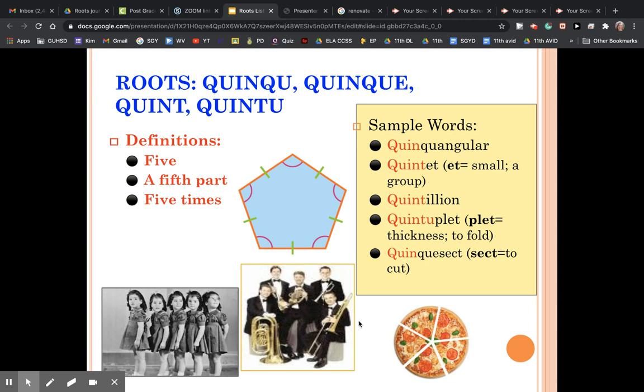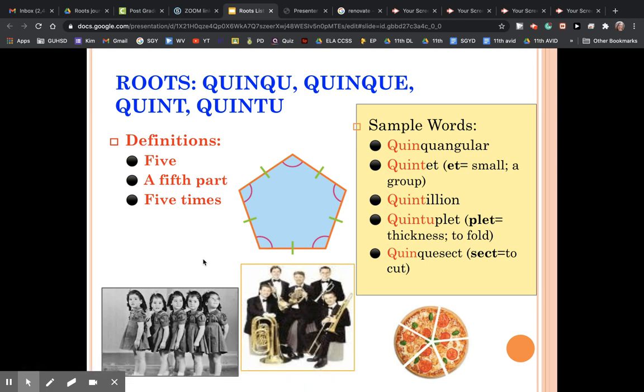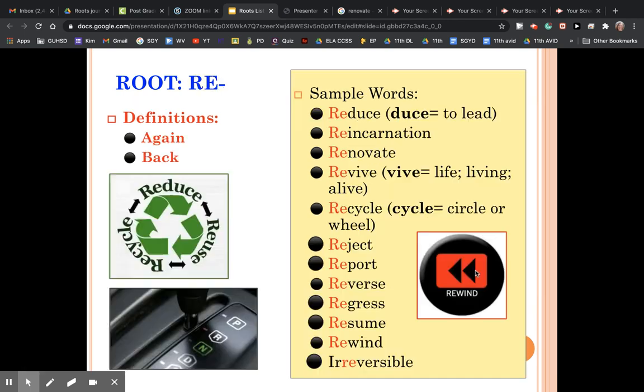Quintillion, a number represented by 1 followed by 18 zeros. Then quintuplet, plet meaning thickness or to fold, is a collection of 5 of a kind. So here you can see these 5 girls born at the same time, or quintuplets. And quinquesect, sect meaning to cut, is to cut into 5. Here you can see this pizza is cut into 5 equal pieces. Again, make sure you write down et, plet, and sect in those definitions as well.